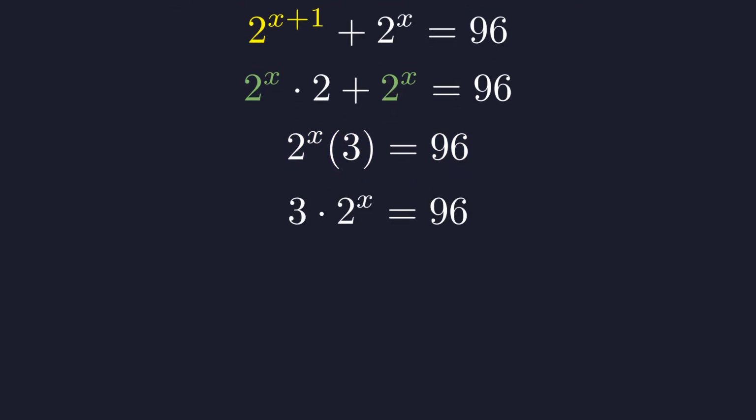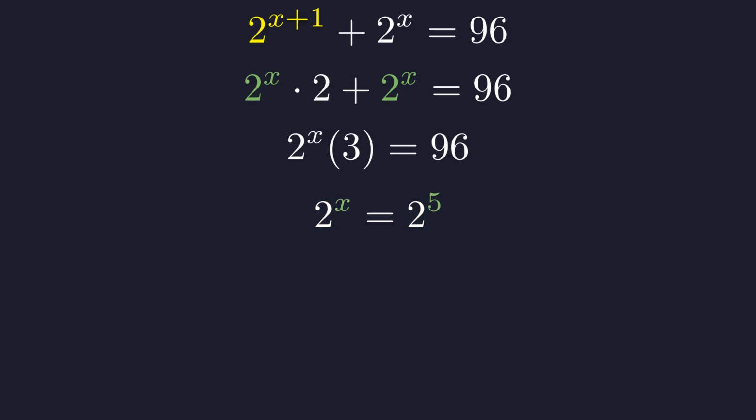Now let's get that 2 to the x by itself. Just divide both sides by 3. All right? 2 to the x equals 32. Now, what power of 2 gives us 32? 2, 4, 8, 16, 32. That's 2 to the 5th.